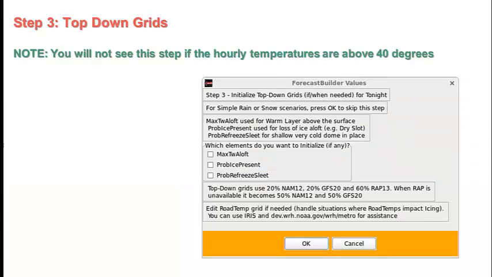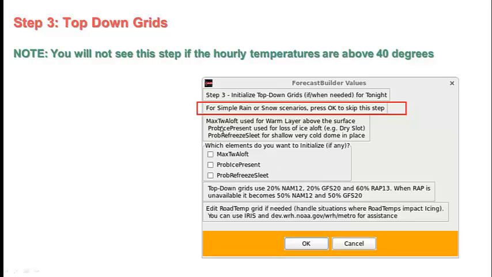You will not see this step, though, if hourly temperatures in your database are all above 40 degrees. However, if you are in a situation where top-down grids could be needed, this stage sets up. Though for simple rain and snow scenarios, you can just press OK to skip this step. It's not needed. However, there are situations where you might have mixed precipitation in the forecast. Therefore, you might want to consider having either the max wet bulb aloft, prob ice present, or prob refreeze sleet, or a combination of those 3 grids also available for your adjusting. You can initialize those using the top-down grid blend that is detailed here.